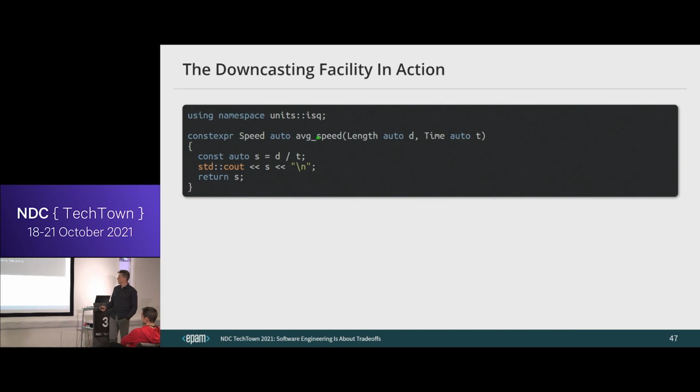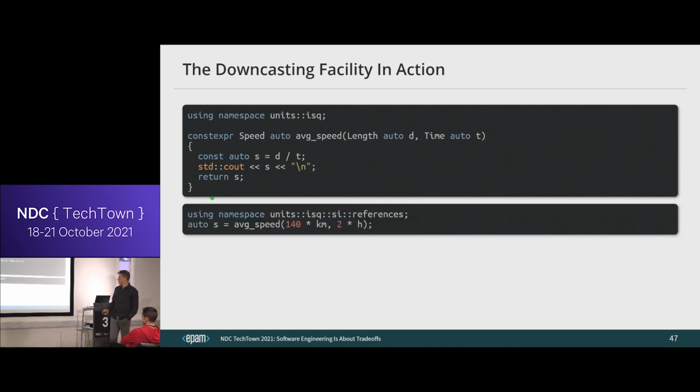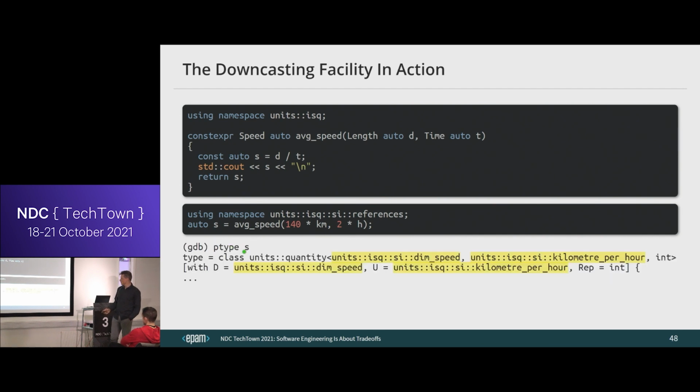If you're typing something like this, average speed, you're dividing length and time, returning speed. The type that you are getting here is a really nice one. If you provide average speed of 140 kilometers in 2 hours, you will get 70 kilometers per hour. This is printed because it knows that the type of S is dimension of speed, kilometer per hour, because of the downcasting facility.